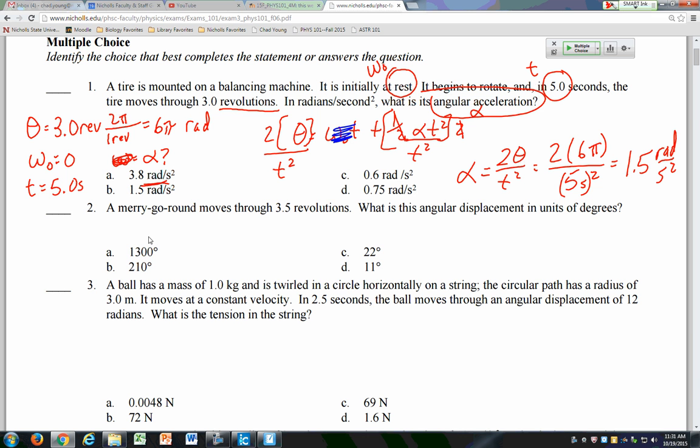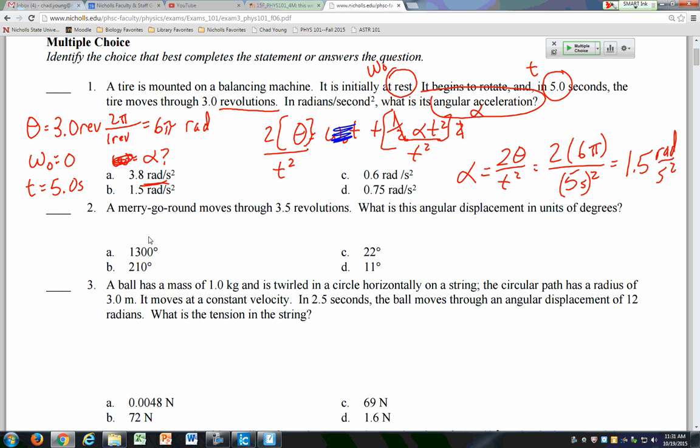That's a good example of what you could see on Wednesday. Number 2 is also a good example. You will have a conversion problem. It may be a displacement, it may be a velocity. But it has a merry-go-round that goes through 3.5 revolutions. What is that in degrees?